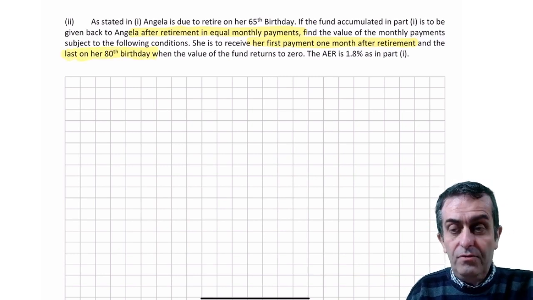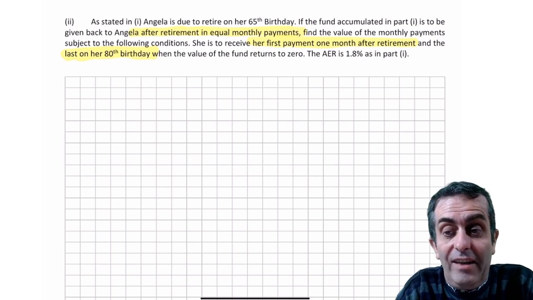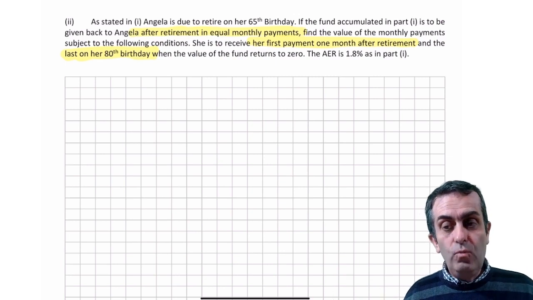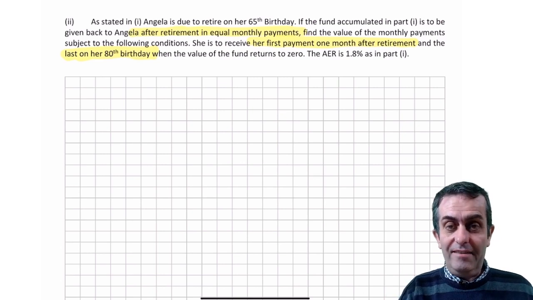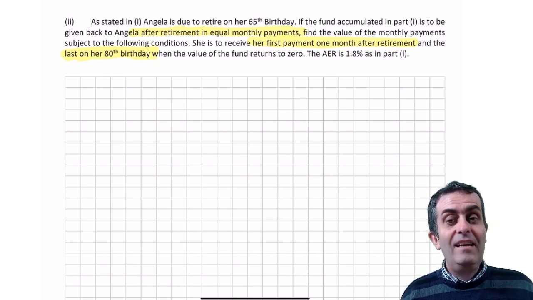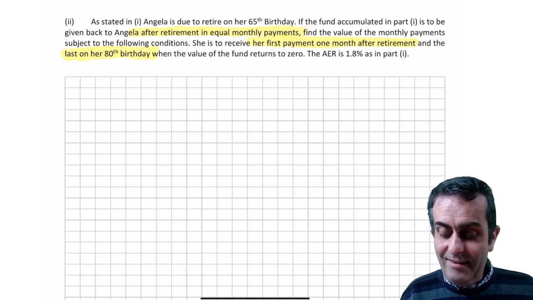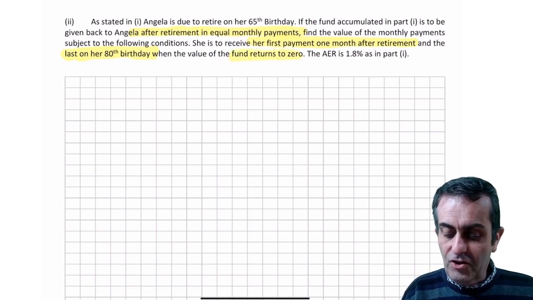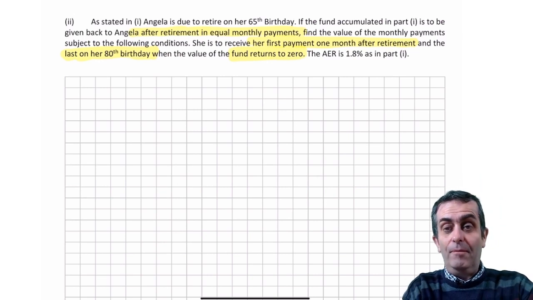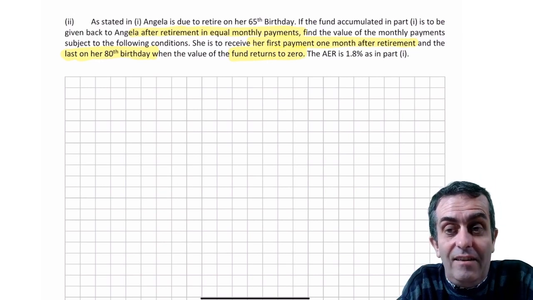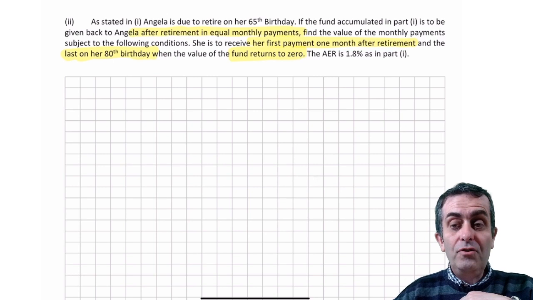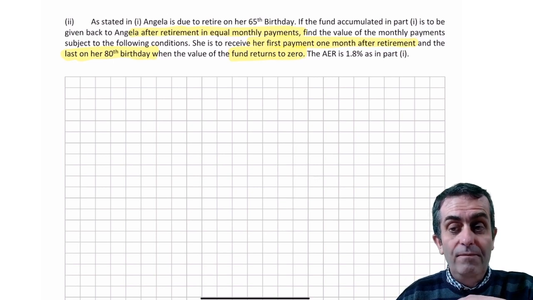Okay, so the good news is that for Leaving Cert pension fund questions, they have to put a start date and a finish date so that we can actually do the calculations. So the payments start 1 month after her 65th birthday and they end on her 80th birthday, and they're monthly payments. And at this stage, the value of the fund is 0. So that is on her 80th birthday. And we're told that the AER is 1.8%, just as it was in part 1 of the question.